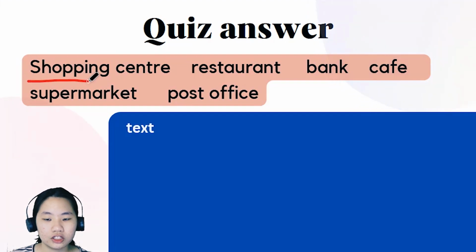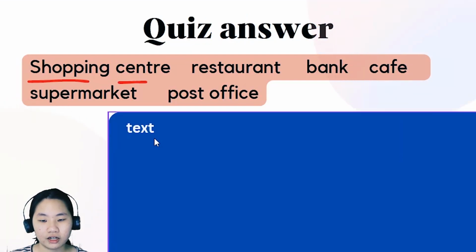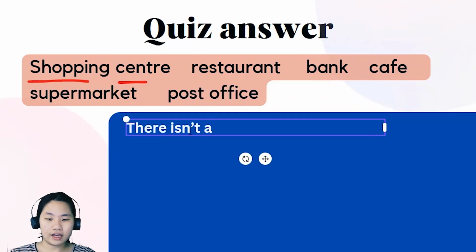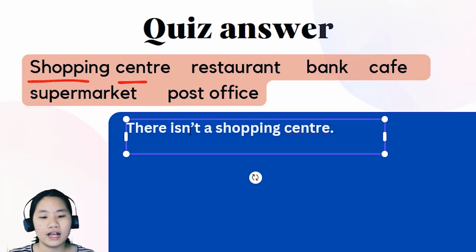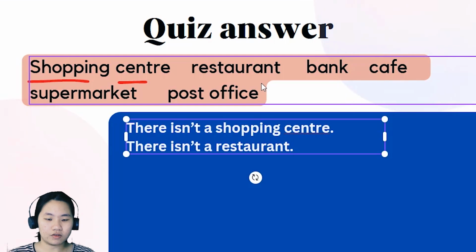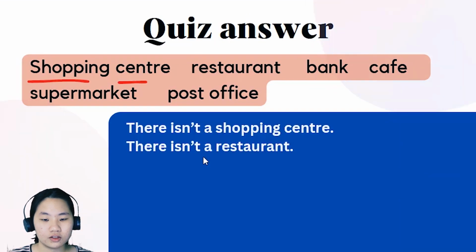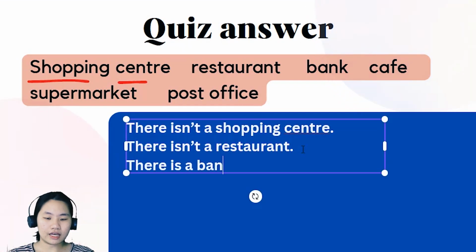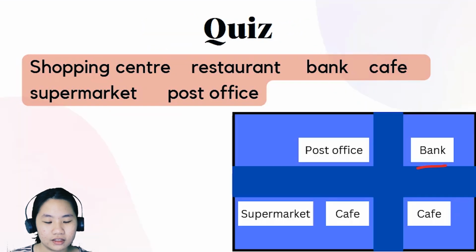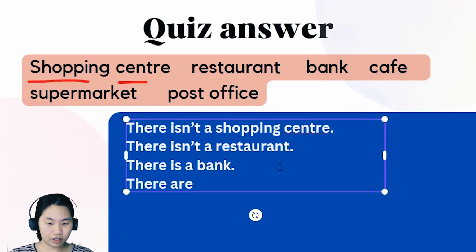Now first, shopping center. Let's go back to the picture. Do we have a shopping center? No, we do not. So we would write in here, there isn't a shopping center, okay? Next up, restaurant. As you remember, we did not have a restaurant, so we go with there isn't a restaurant, okay? Next up, bank. Let's go back and see. Yes, we do have a bank over here, so we'll write there is a bank, okay? Next up, cafe. We have one cafe, two cafes. So this will be, there are two cafes, okay?